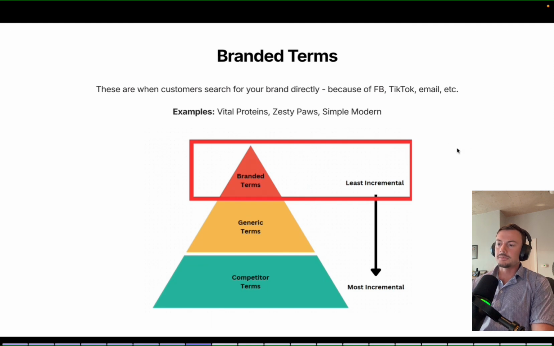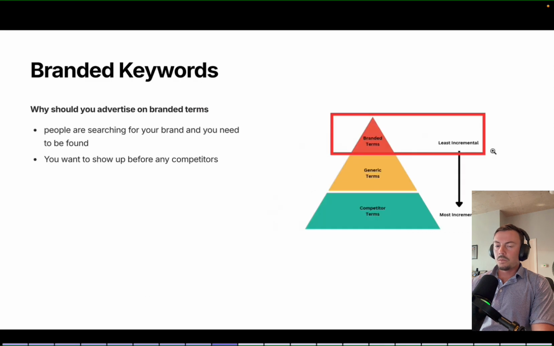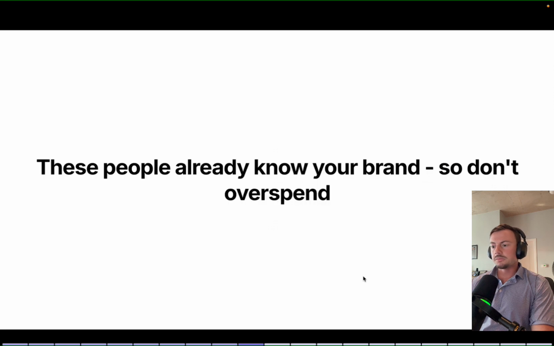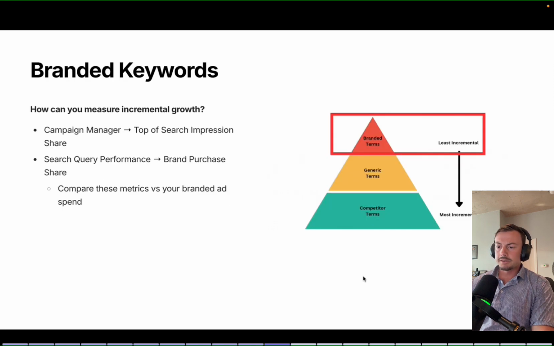So branded terms, these are when your customers search for your brand directly because of Facebook, TikTok, email, and we have some examples of brands here. Now, why should you advertise on branded terms? People are searching for your brand and you need to be found, and obviously you want to show up before any competitors. However, what's the point of branded ads? Defense. These people already know your brand, so don't overspend.